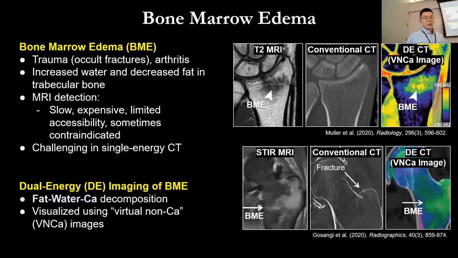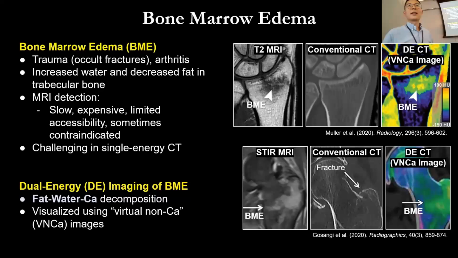So in this work, we're going to focus on bone marrow edema imaging. Bone marrow edema is usually a result of some trauma or some chronic disease such as arthritis. Usually you can find this in the trabecular region with increased water concentration and decreased fat. So basically you can detect it by MRI pretty easily. You can see these two examples on the right, with pretty strong edema signals in both of the trabecular regions.